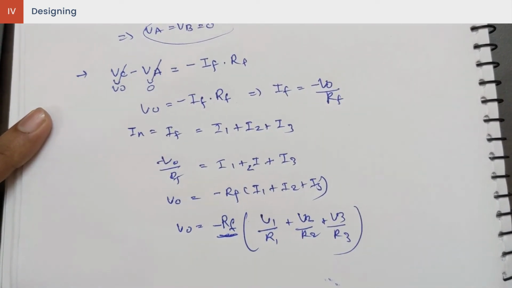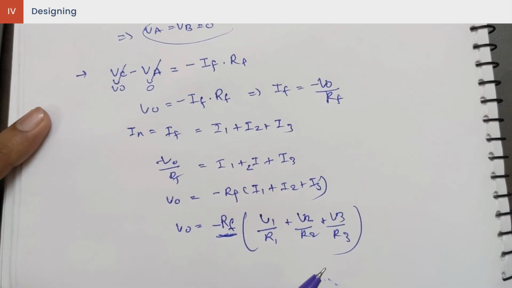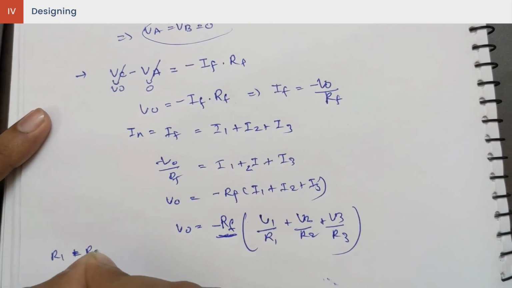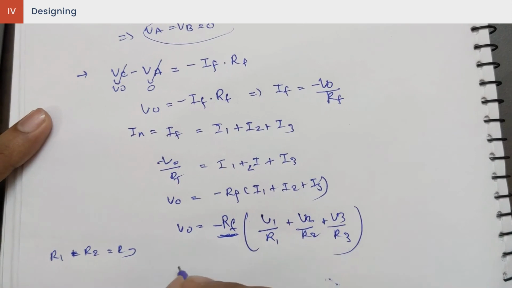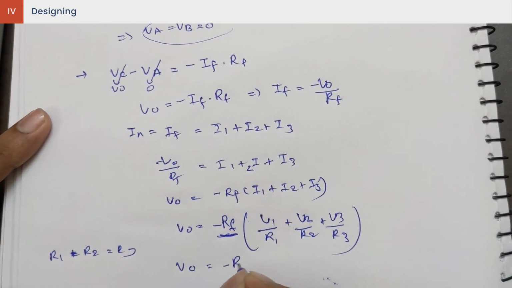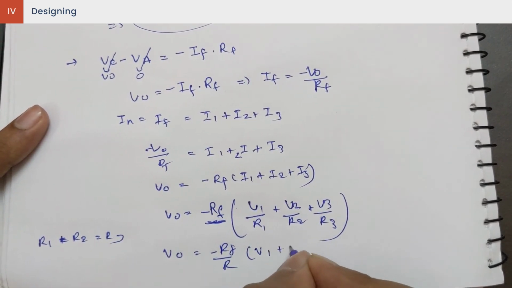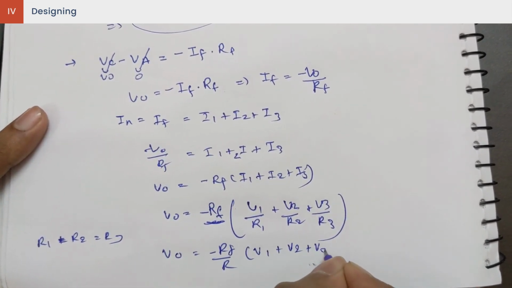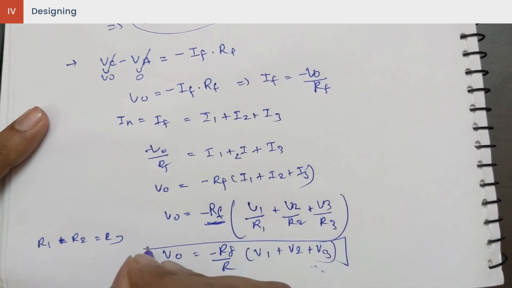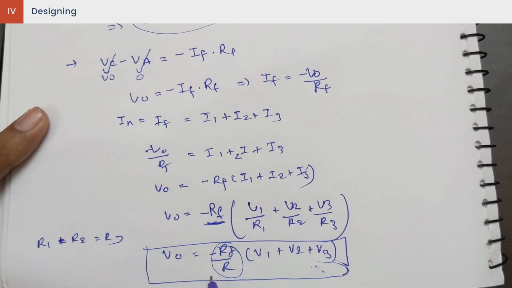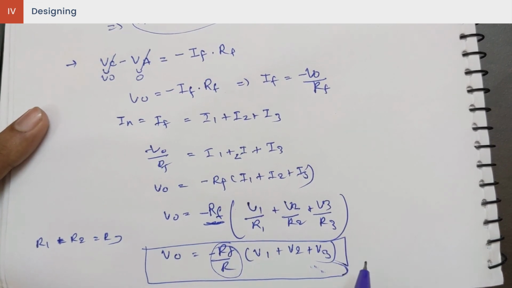We are almost very near to our proof, but for ease, let's assume R1 equals R2 equals R3, equal to R. Then V0 equals minus RF upon R, which is common, times the sum of all the voltages, V1 plus V2 plus V3. And tada, here is our proof. Why is this factor here? Because it amplifies the voltage. We have proved that it adds as well as amplifies the voltage.